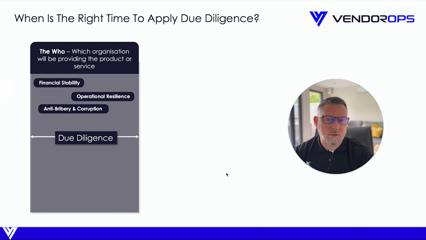How do they look in terms of anti-bribery and corruption? Have they got all the right suppliers' code of conduct in place? Have you got a supplier code of conduct? At which point, this is the time to apply this and see how they score on that.